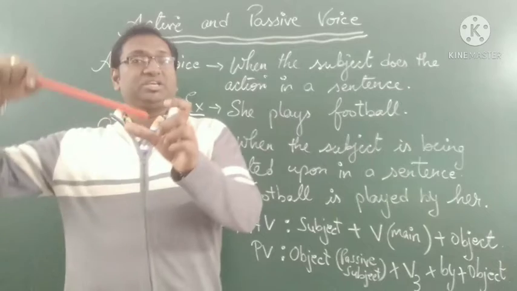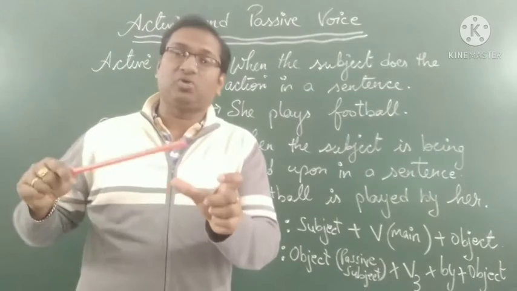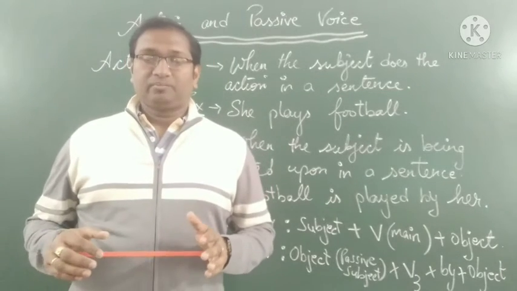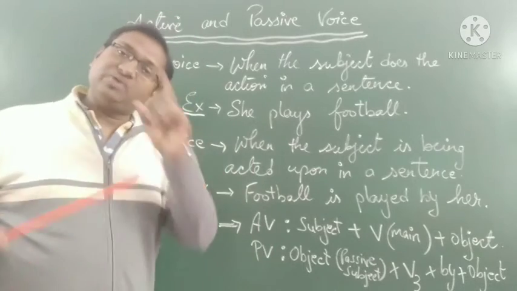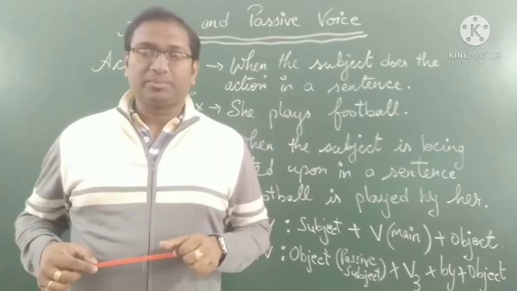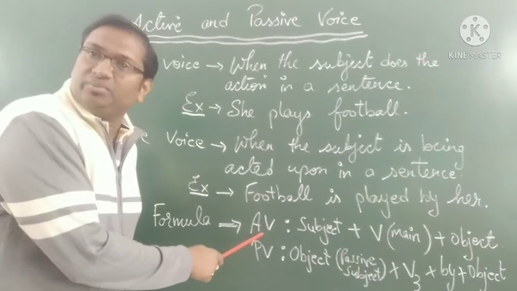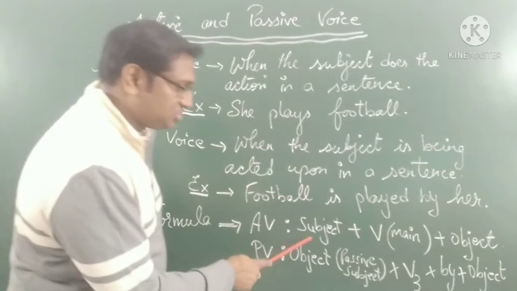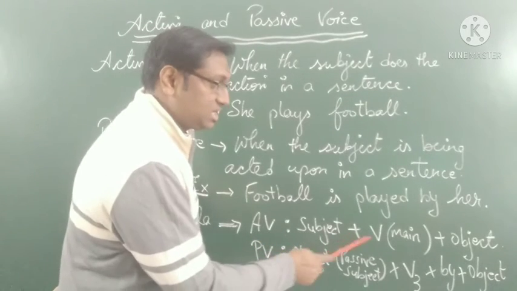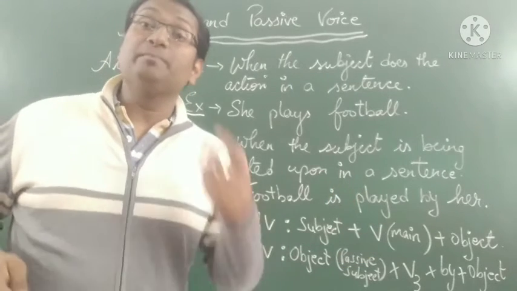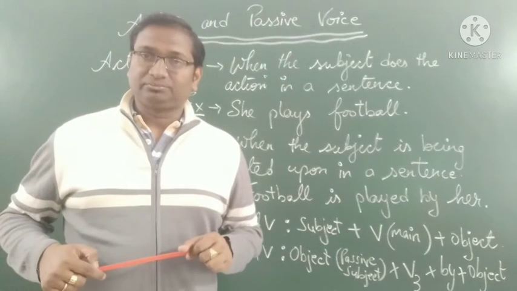Now, while converting from active voice to the passive voice, we have to follow one formula. For all the tenses, we are going to use that formula. Let's see that formula. Active voice formula. Subject plus verb. Now over here we are going to use the main verb.